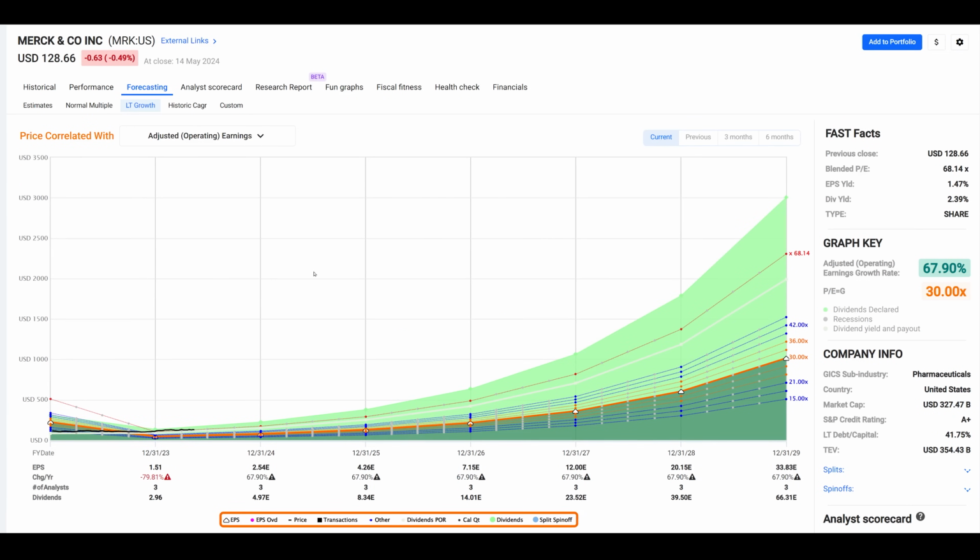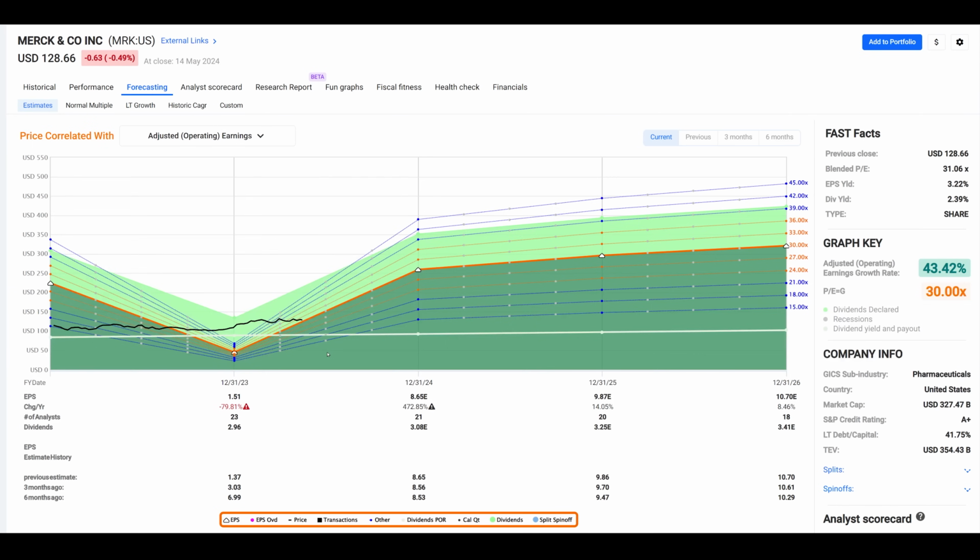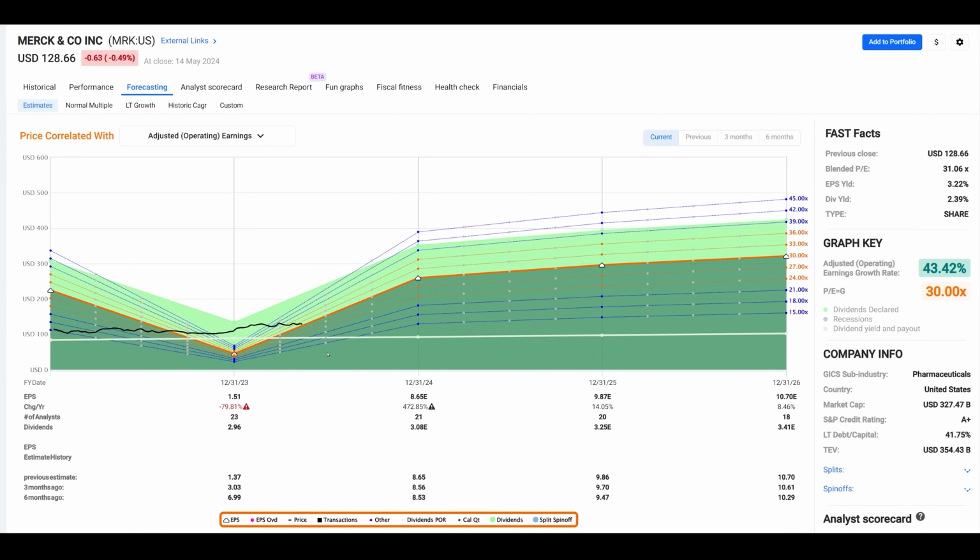I don't really put too much weight into these longer term forecasts. I think forecasting is always an uncertainty. Like I always say, the only thing certain about the future is uncertainty. I'm more comfortable sticking to these closer estimates, but it is another piece of information that not only you need to evaluate, but you'd want to ask the question, why do they expect such growth out of Merck?